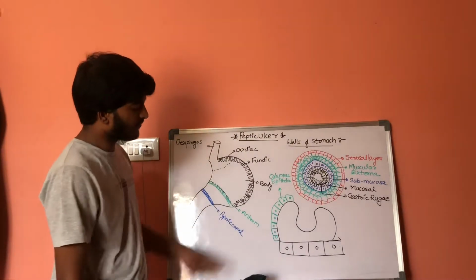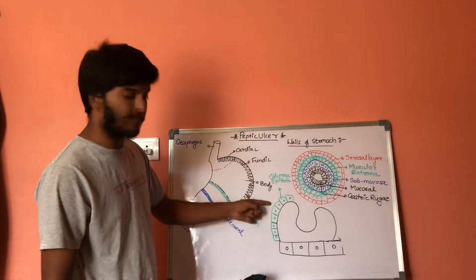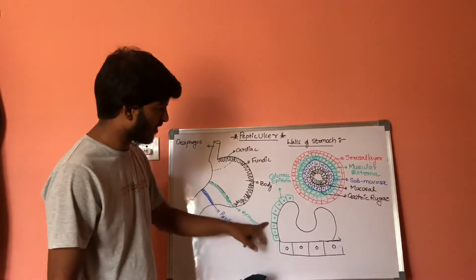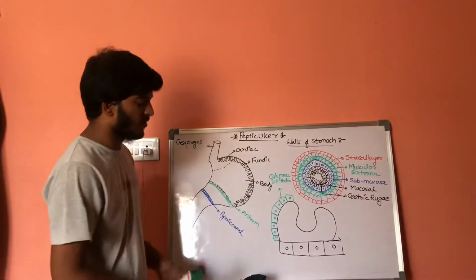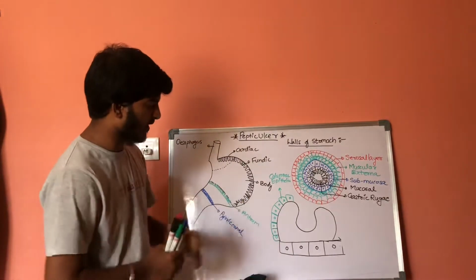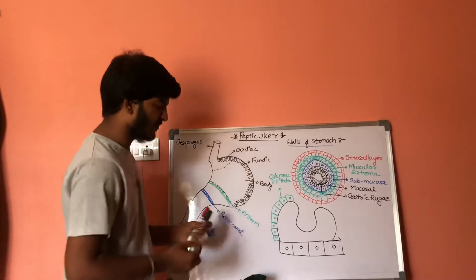So these are some important cells present on the surface of gastric rugae. These cells are called columnar epithelial cells. Now, in between these columnar epithelial cells, there are special types of cells present.